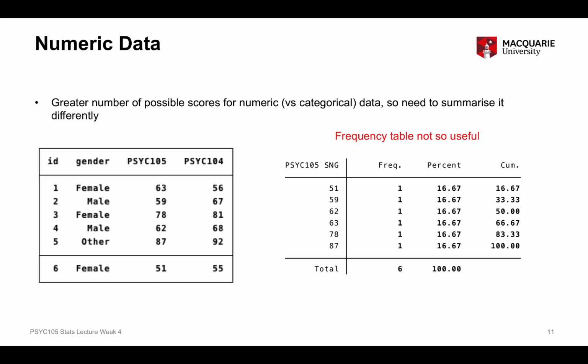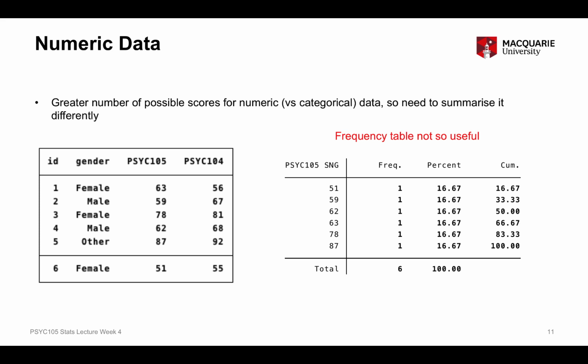As you can see here, the exact same data that we had before, but thinking about our numeric variables, which are PSYC1104 and 105 SNGs. If we were to do a frequency table of those variables, you can see it's actually not particularly useful. And the reason for that is because for numeric variables, there's a greater number of possible observations that a particular score could take. And therefore thinking about how many observations there are for any particular score isn't particularly useful because they tend to be unique scores.